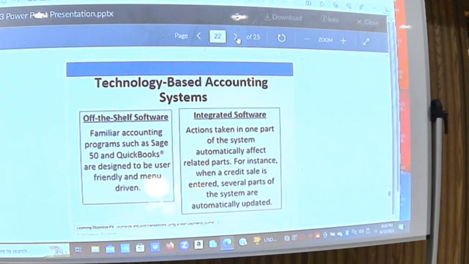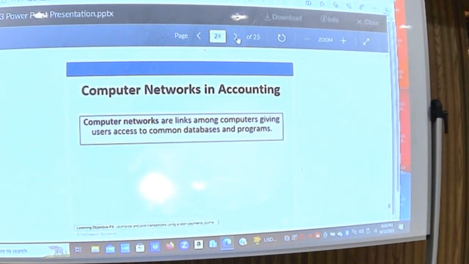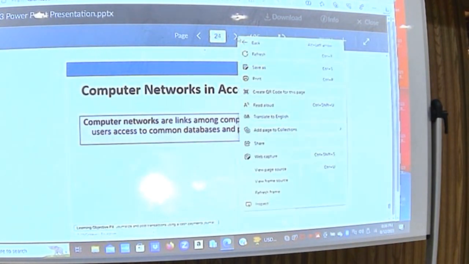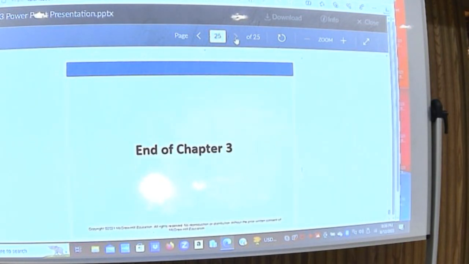Technology-based systems gives us a little conversation about that. Not too important, but kind of interesting. It talks about online versus batch processing, and computer networks. Here we go. Almost done. There we go. End of chapter 3.